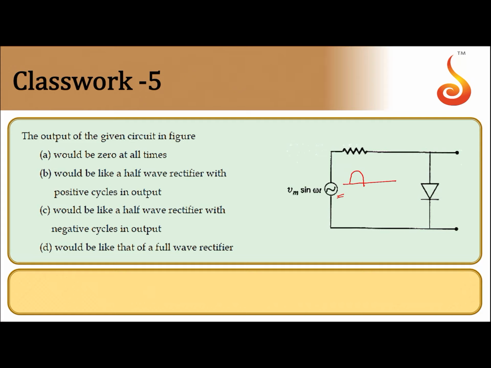But when there is a negative half cycle, then this diode conducts, so it will be forward bias. During the positive half cycle it is reverse bias, so it won't conduct. During the negative half cycle it is forward bias, so it will conduct. So only negative half cycles will be there, and a single diode can act only as a half wave rectifier, so it should be option C. So it would act like a half wave rectifier with negative cycles in the output.